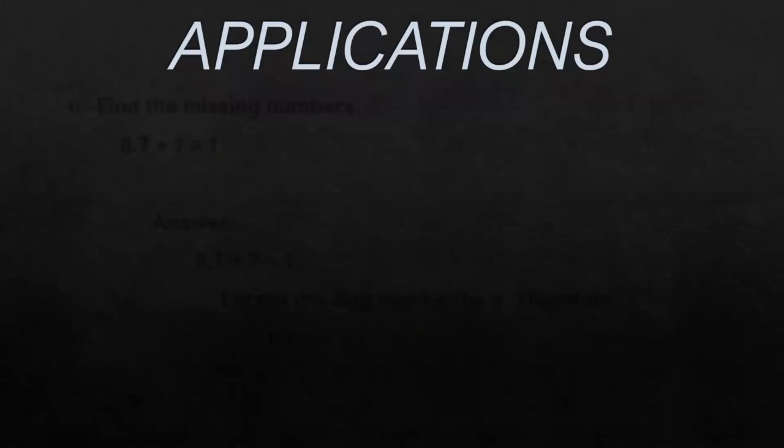Okay. So let's start with the very first question. Find the missing numbers. The question is 0.7 plus some number gives you 1. We already discussed this, I already taught you this in the online class. So how will you find this? Yes, here comes the answer part.